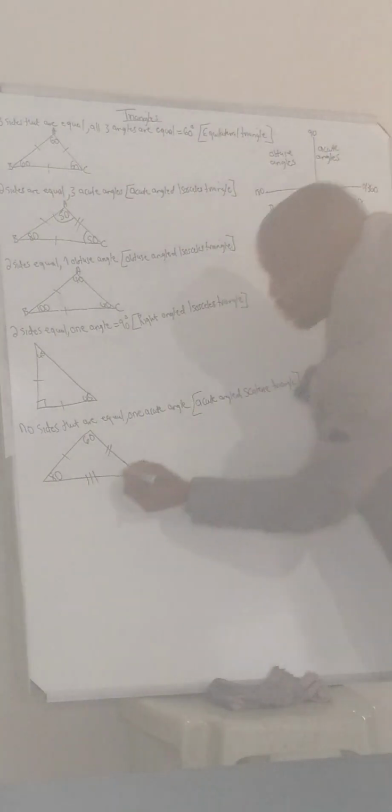And then 60 plus 80 is 140. Again 140 plus 40 is 180. So this will be a scalene triangle, right? A scalene triangle is one where all three sides are not equal. That is a scalene triangle. But here we say acute angled scalene. Acute means one angle that is less than 90.